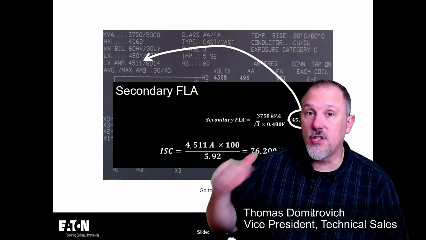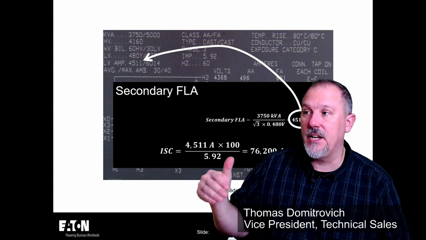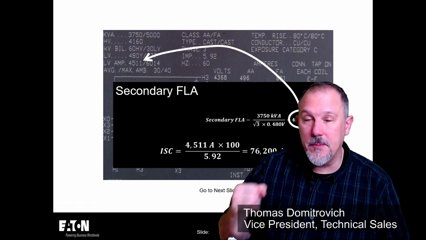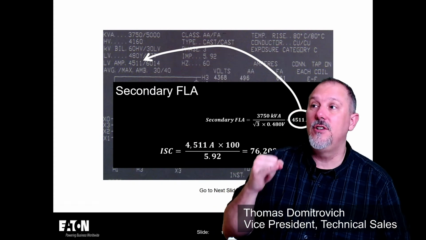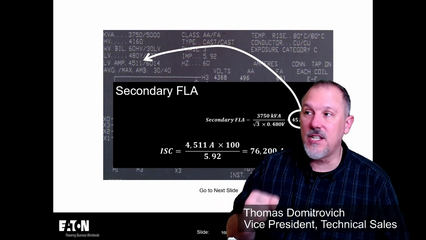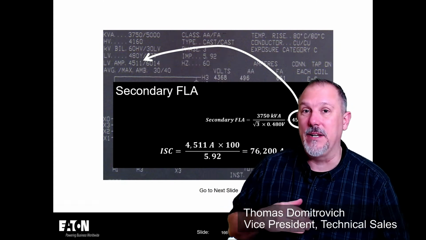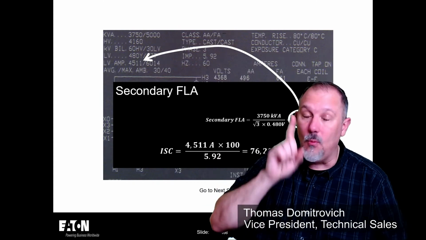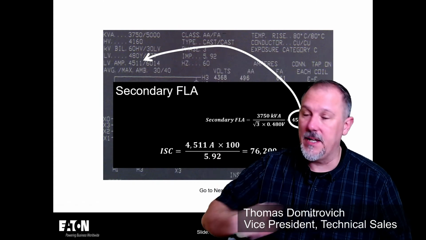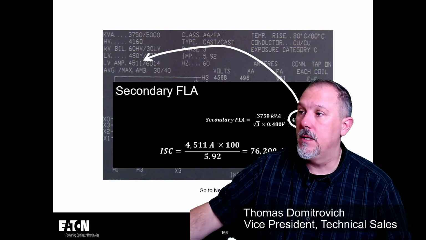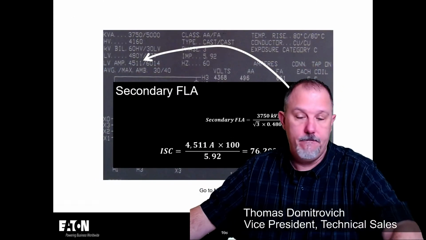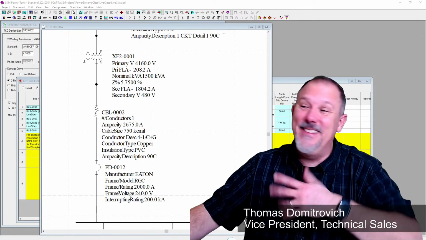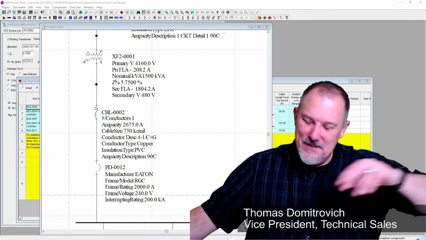And then my maximum short circuit on the secondary is based upon the 4511 times 100 over 5.92. That gives me my 76,000. I don't take the 5,000 or the 6014 times 100 over 5.92 and say my short circuit current is greater when I'm on fans. No, I've got one impedance. All right, so don't make that mistake. You'll buy a bigger breaker than what you need, which I guess I wouldn't mind, right? I wouldn't mind that.